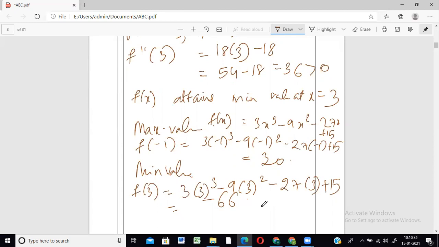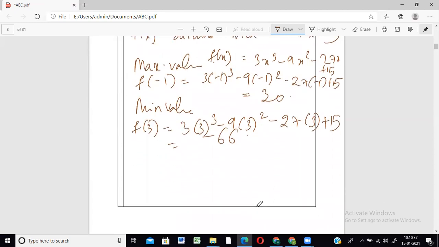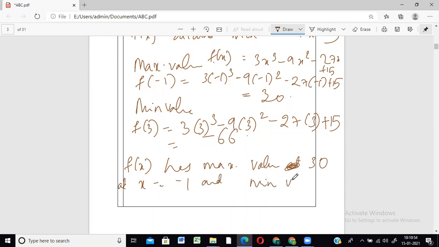So if you want, you can write the last step. Hence, the function f of x has maximum value 30 at x equal to -1, and minimum value, how much is the minimum value? Minus 66, at x equal to 3. Okay, so this thing you all can write in the question. Now I hope this is clear. This is only the step.